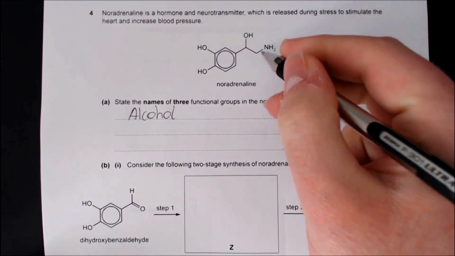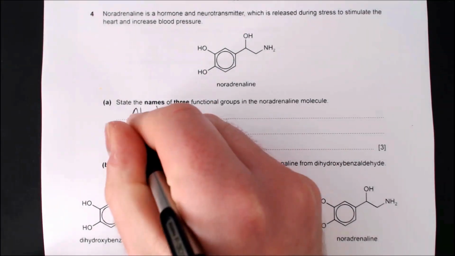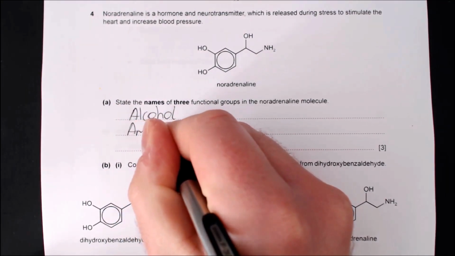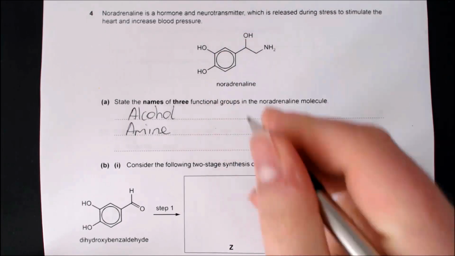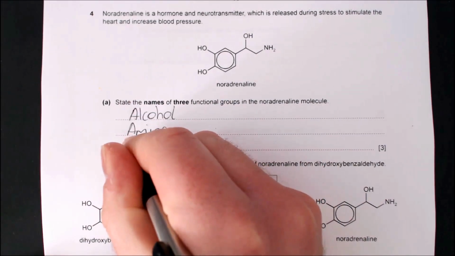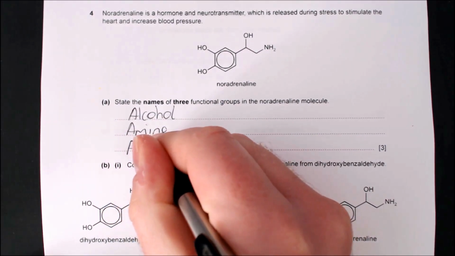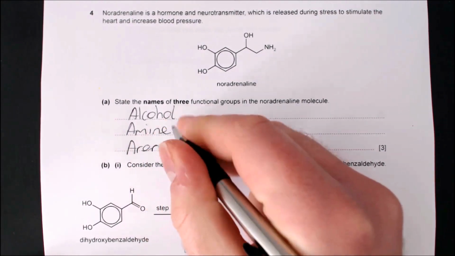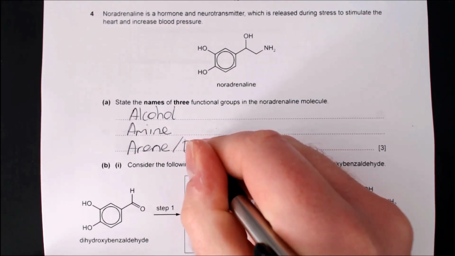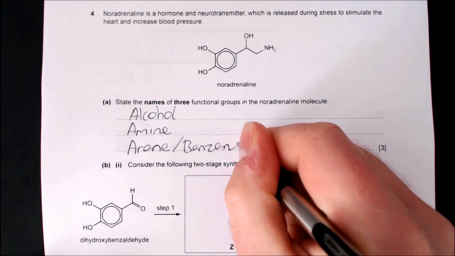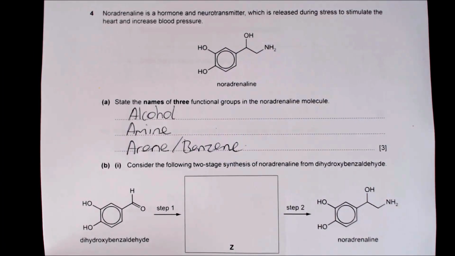And then we've got amine, which is here. This is the NH2, that's the amine along there. And then we have this, which is obviously quite big, which is the arene. All begin with an A. So arene, if I can spell it properly. Or you can say benzene molecule, anything like that. That's fine. Okay, so there you go. So we've got the 3 functional groups in there.